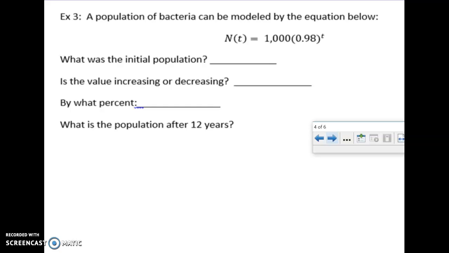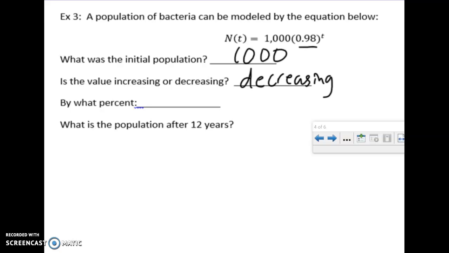So let's get into it, and I'm going to ask a quick little poll question here. The population of bacteria can be modeled by the equation below. Want to see some active participants. We want to know what the initial population is. So initial population, what do you think? Is it the 1,000? Is it the 0.98? Or is it the 98?